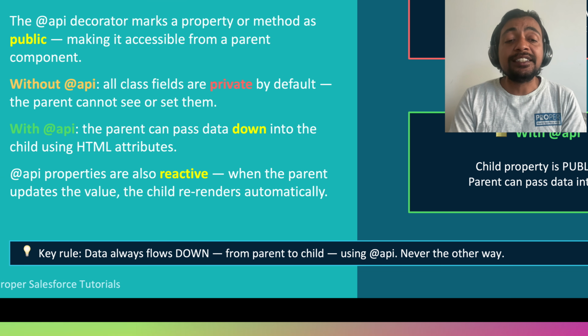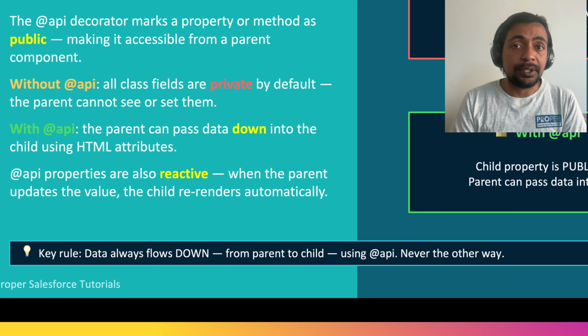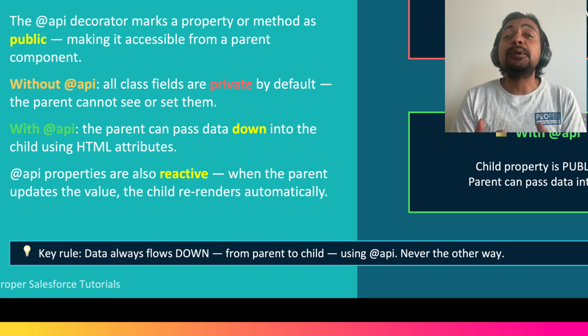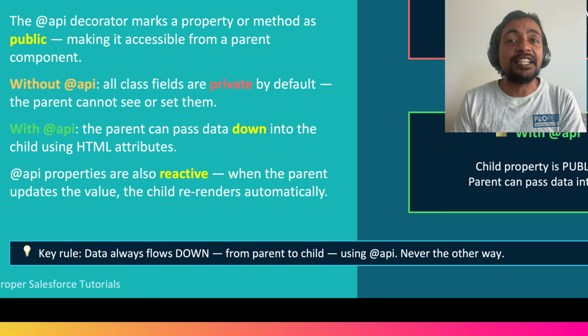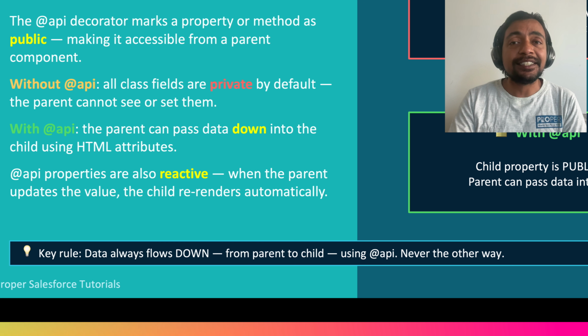A key rule is data always flows down, that is from parent to child using @api, and never the other way around. Though if you want to pass on values from child to parent, there is another way we deal with it, and we will talk about that later down the line.